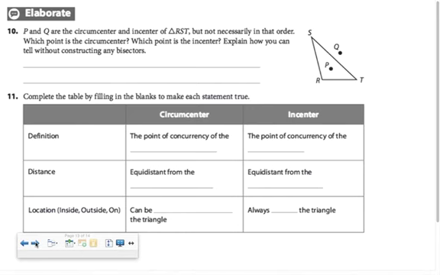In this elaborate question, they've told us that P and Q are the circumcenter and incenter of the triangle, but not necessarily in that order. So which point would be the circumcenter and which point would be the incenter? In order for the incenter to be the center of the circumscribed circle, it has to be inside the triangle. So P is the incenter, and Q is the circumcenter.